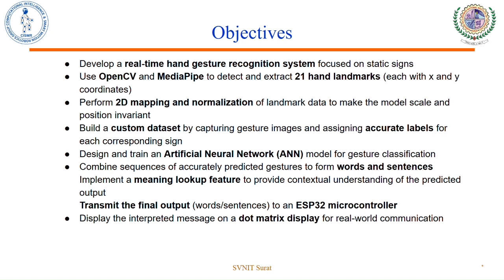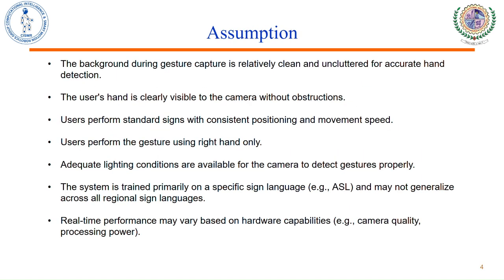We focused purely on hand gestures, ensuring that the system works smoothly and in real time, even on resource constrained devices. When we started, we made some key assumptions. Users perform the gesture using right hand only. The system is trained primarily on a specific sign language, for example ASL, here, and may not generalize across all regional sign languages. Real time performance may vary based on hardware capabilities.